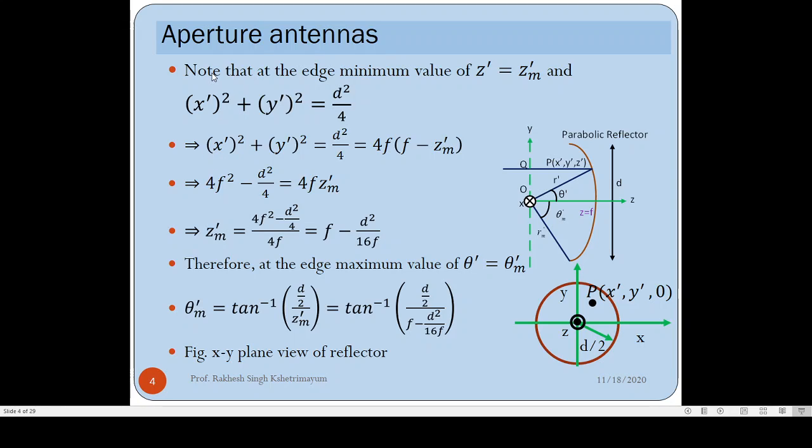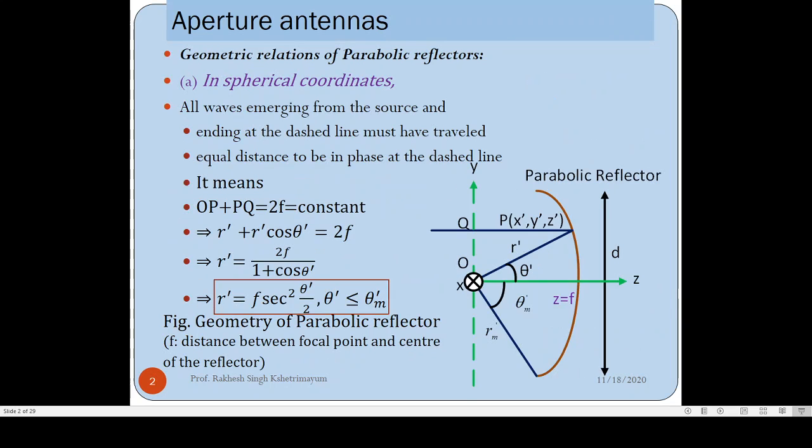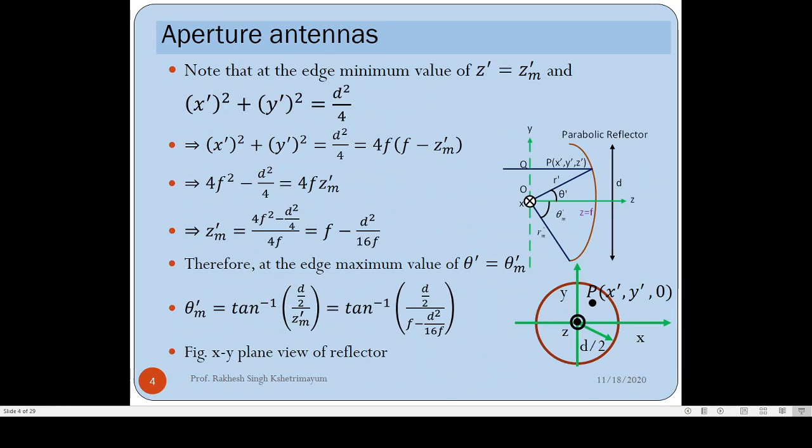So let us consider the rim of the parabolic reflector. In that case, x dash square plus y dash square is equal to d square by 4. And what is the value of z? In that case, the value of z will be minimum for that. For example, value of z will be maximum here when you have z is equal to f. At the edge of this rim, value of z will be minimum, zm dash. So m for minimum. So note the notation here. M here in theta m dash means maximum of theta dash. M here in zm dash means minimum of z dash.